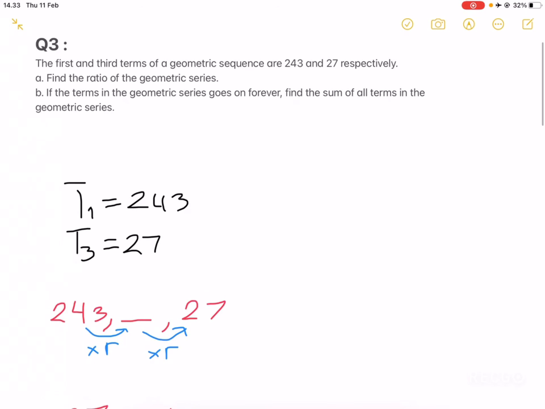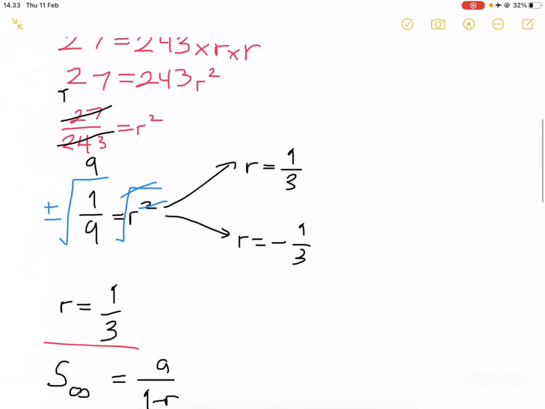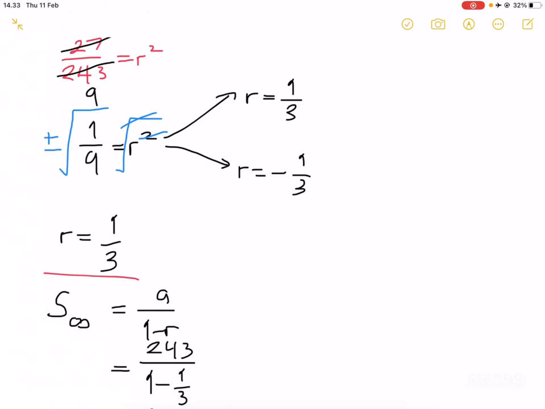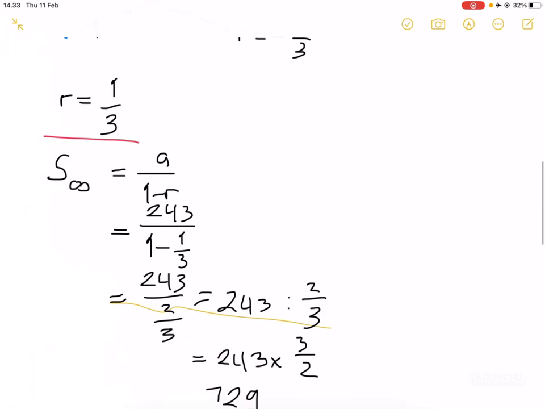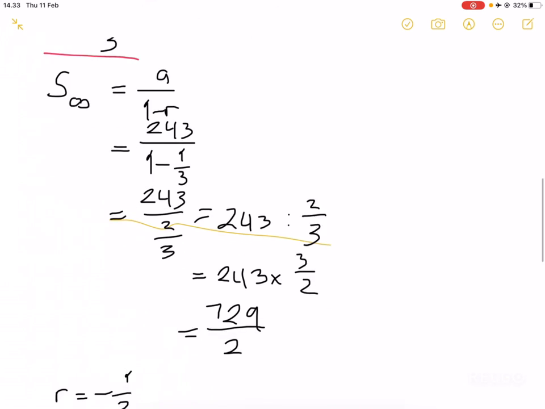And usually when there are several different values of r, it just says that if r is positive, find the ratio of the geometric series or something like that. However, I'm just including both cases because I thought it would be pretty interesting.